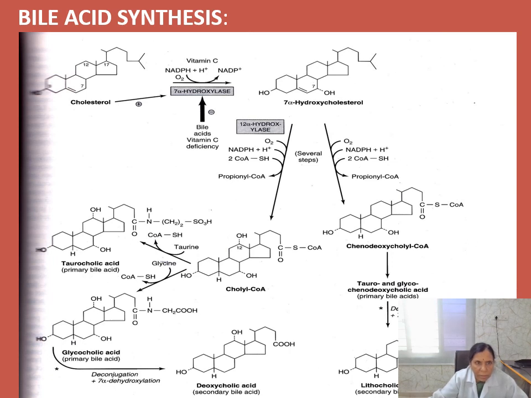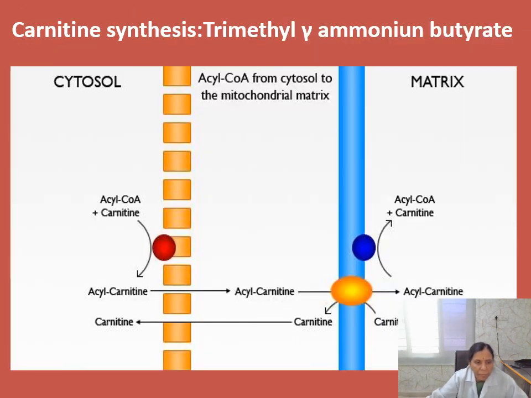And in bile acid synthesis also, vitamin C is very essential. Bile acids are produced from cholesterol: the deoxycholic acid, taurocholate, and glycocholate. Vitamin C is very essential for the synthesis of this. And carnitine synthesis also. This is trimethyl gamma ammonium butyrate, very important in fat metabolism.